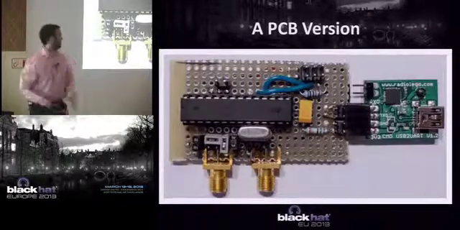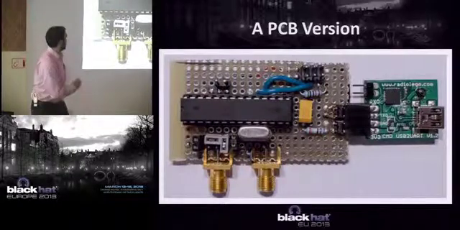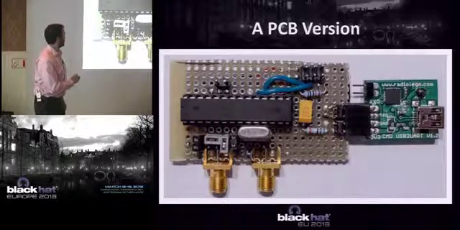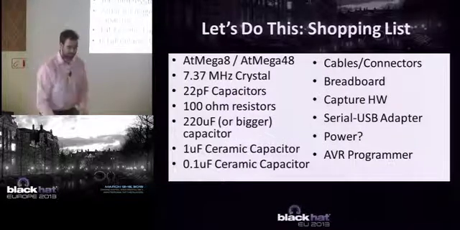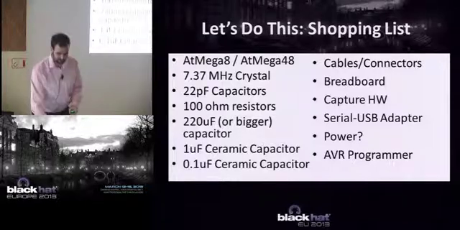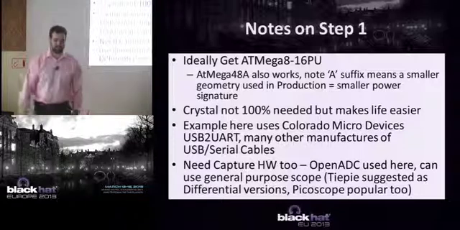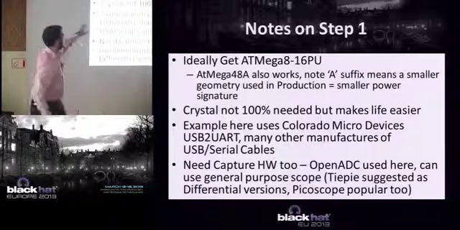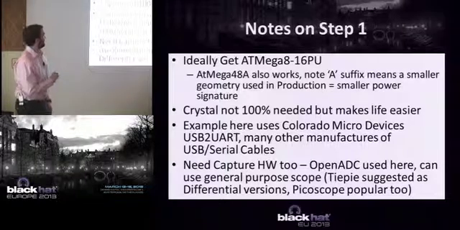What I have here is the same thing in a PCB version, so I've built something that won't fall apart on me. Again, we have this microcontroller here, there's shunts under here, crystal oscillator, and the USB board. So that's just some of the parts. I'm using this AVR, either the Mega 8 or the Mega 48, which is the newer version. There is a note I should explain here. You'll see various versions of the microcontroller: the ATmega 8, ATmega 48P, 48A.